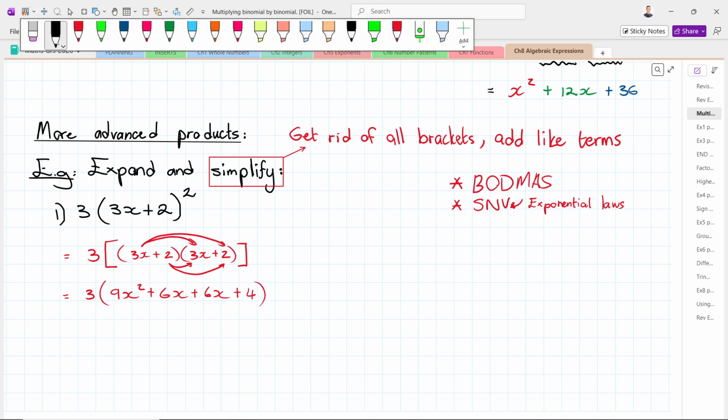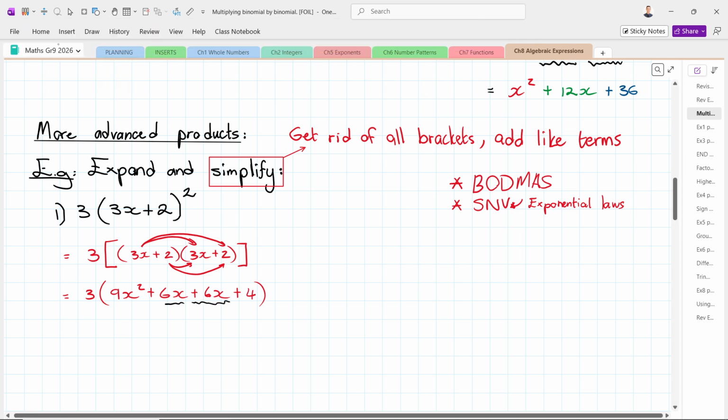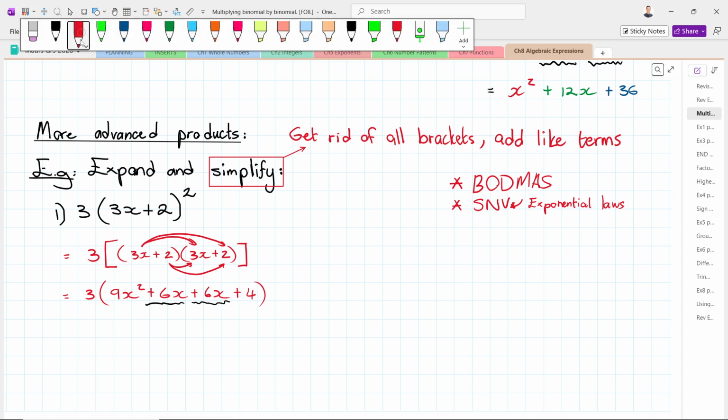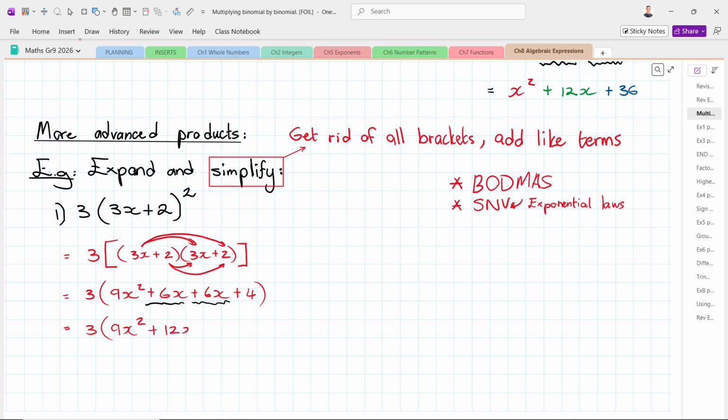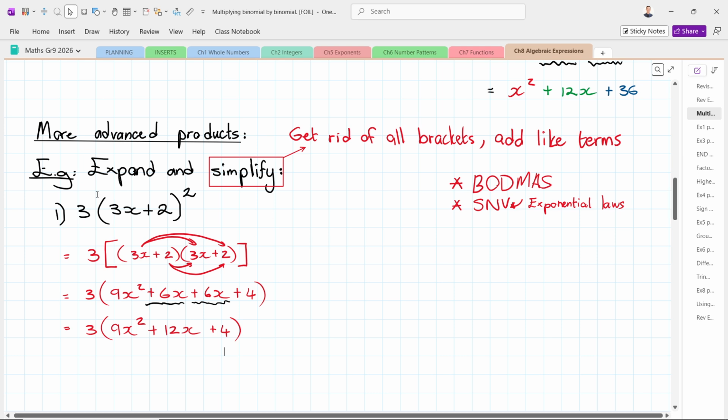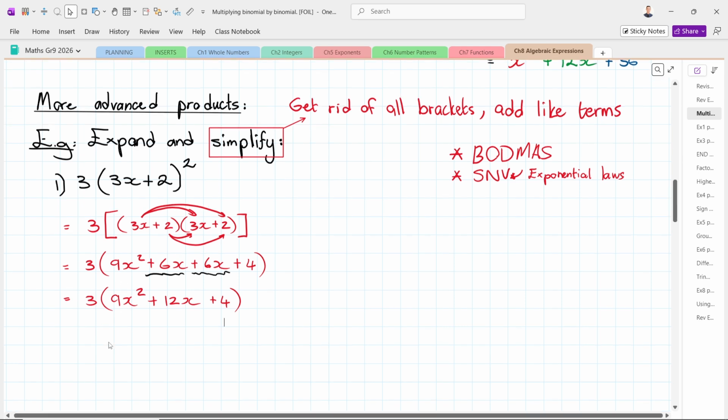Again, I don't want you to worry about the 3 yet. First, clean up inside the bracket. Add those like terms. 3 stays. 9x squared stays. 6x plus 6x is 12x. And the plus 4 stays. Now we get to a point where we can deal with the 3.